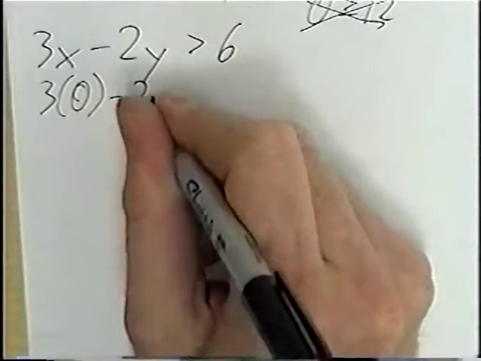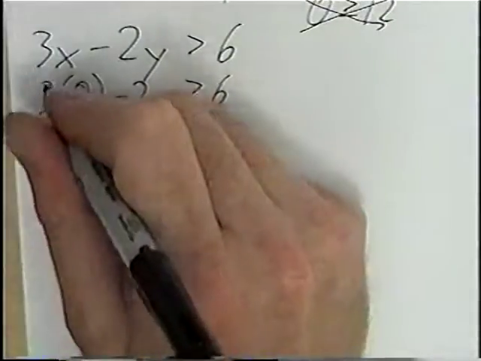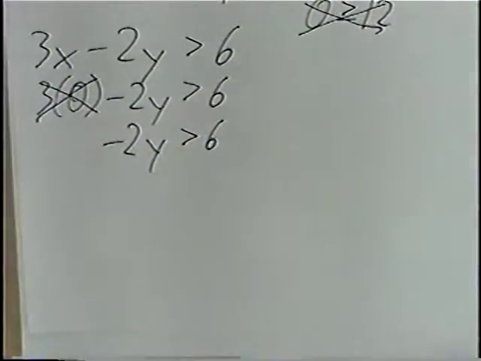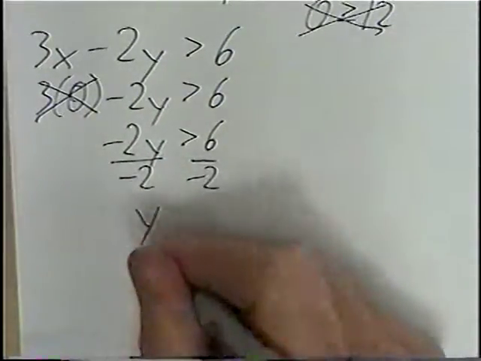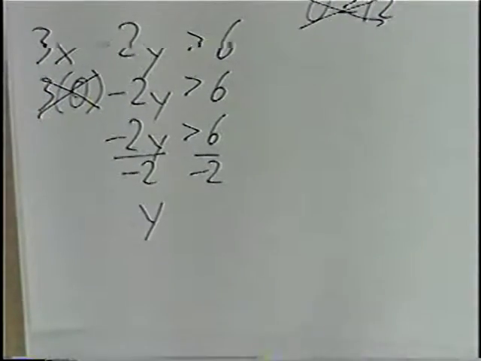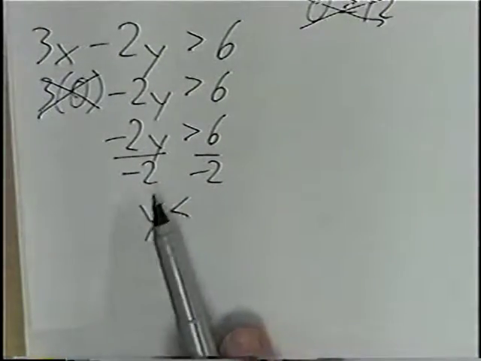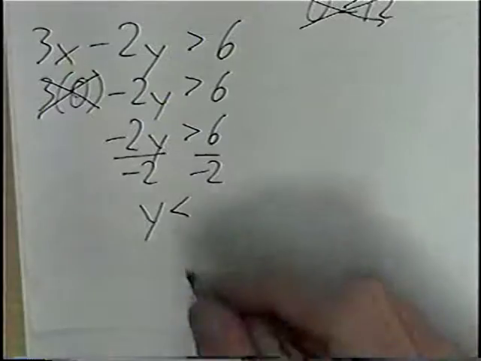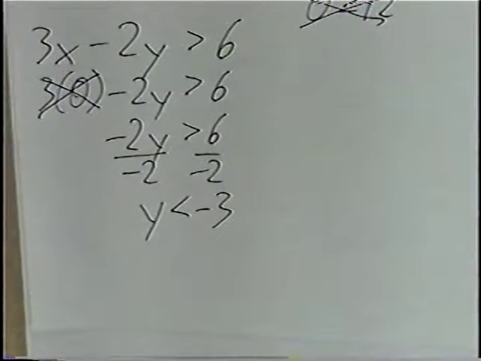Plugging a 0 in for x, we'll have 3 times 0 minus 2y is greater than 6. 3 times 0 again would cancel, so we'll have negative 2y is greater than 6. Solving for y, we can divide by negative 2. If you remember from inequalities, if you divide by a negative number, like we're dividing by negative 2, the inequality will switch around backwards. So greater than will switch to less than. And 6 divided by negative 2 would be negative 3. So our y-intercept would be at negative 3.